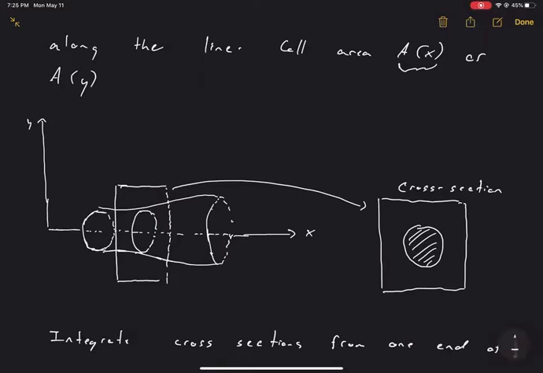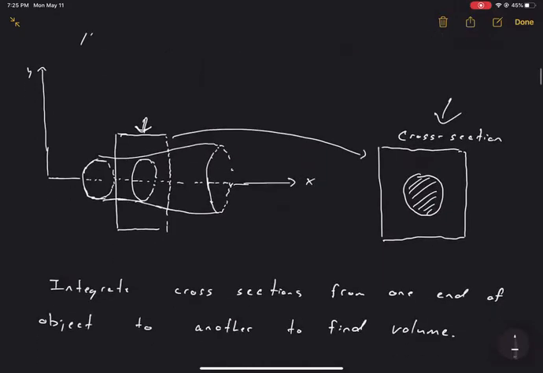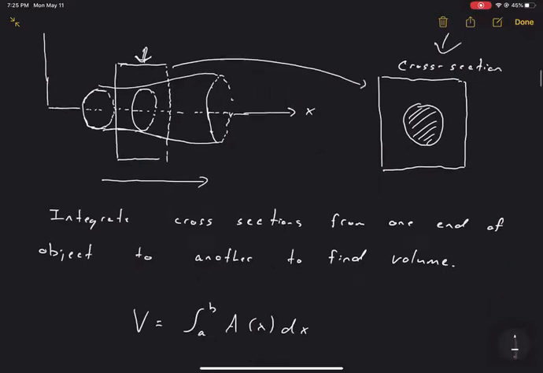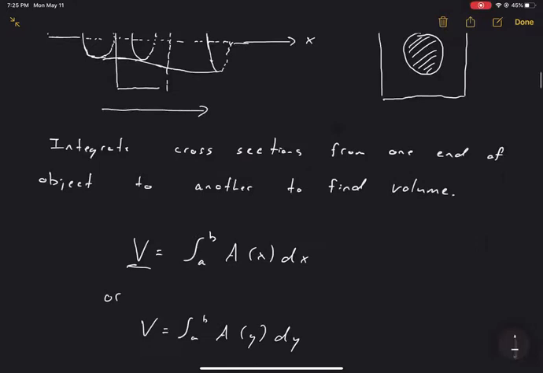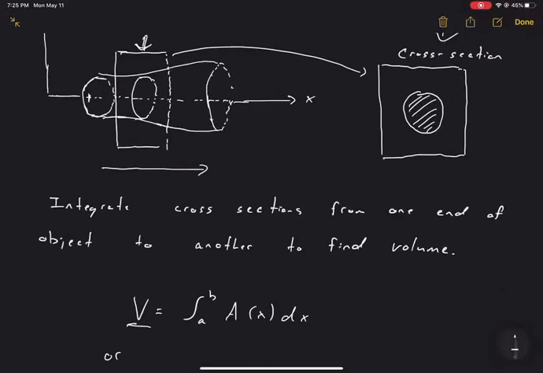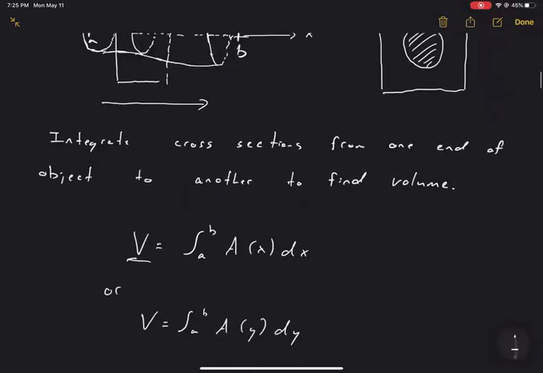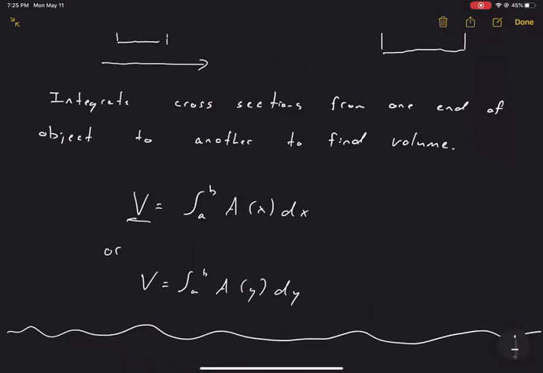So back to our original object. I have this object, and this little square is like I'm taking a slice of it, and it has a cross section that looks like this. If I integrate those cross sections along my object, I'm going to end up with my volume. Okay, so we can write that formally like this. The volume is equal to the integral from a to b of A(x) dx if I'm integrating along the x-axis. So a would be here and b would be here. Or if we're doing everything in terms of y, it would be A(y) dy.